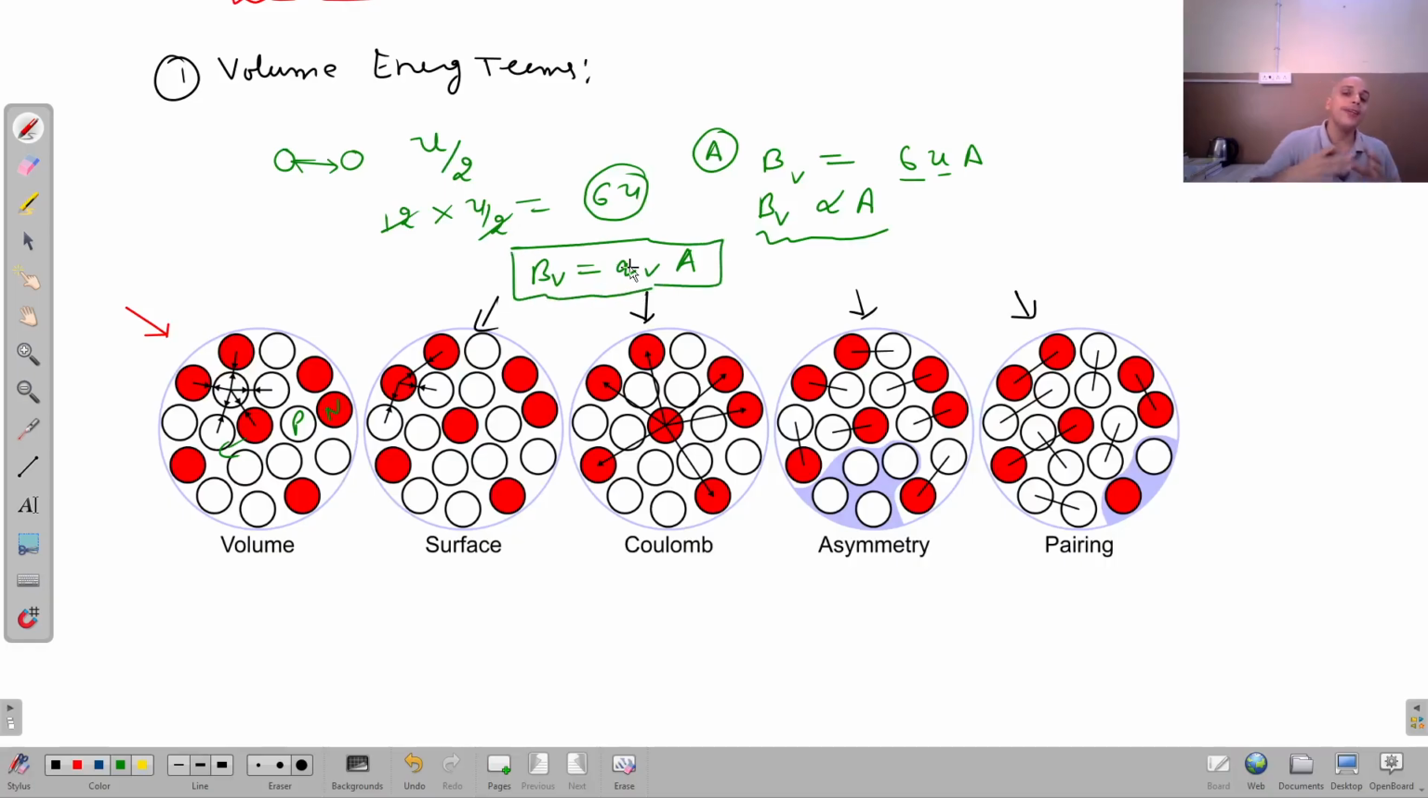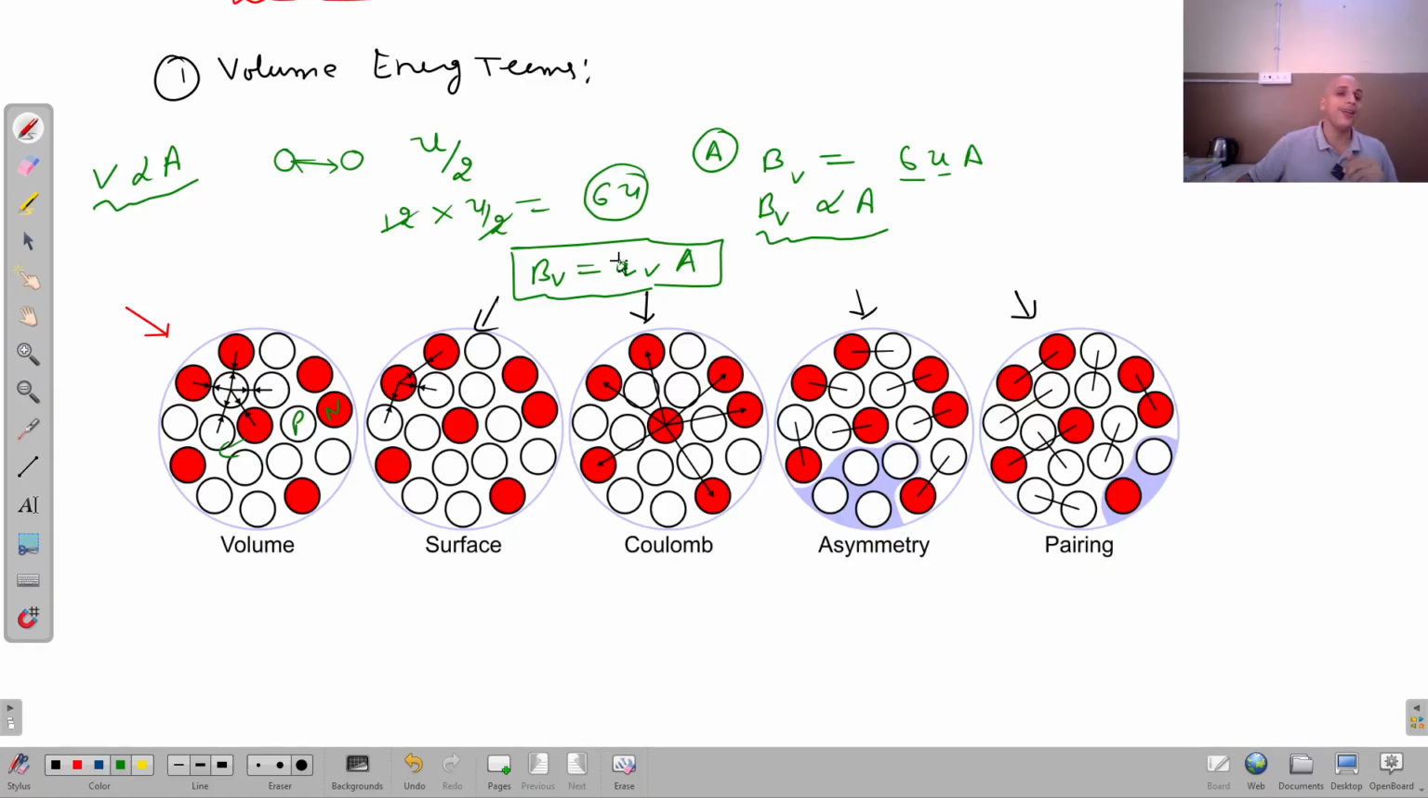Now why are we calling it the volume energy term? Although it is associated with the binding of the nucleons, we call it volume energy because, just like the volume of the atomic nucleus, which we know is directly proportional to A, this term is also proportional to A, right? We remembered in the first unit that the volume of the nucleus is directly proportional to the mass number. So this energy term is also proportional to the mass number. That's why we are calling it a volume energy term.